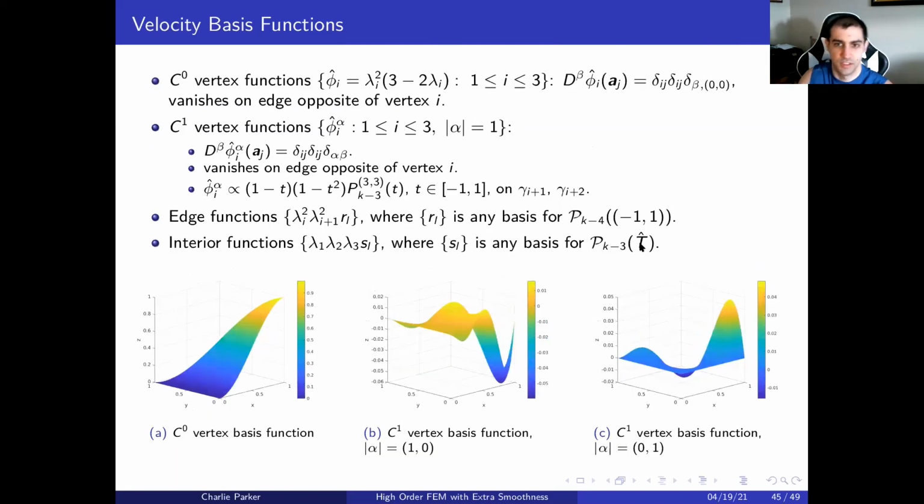For the velocity basis functions, it gets to be a little more complicated. You have the C0 vertex functions, which interpolate the function values but have vanishing gradients. You have the C1 vertex functions, which interpolate the gradients. Here we're assuming a proportion with some special Jacobi polynomial, which I'll comment more on in a second. This is the analog of the C2 basis functions in the H2 problems. And then the edge functions and interior functions can essentially be whatever you want. The edge functions just have to vanish, and their gradients have to vanish at the endpoints as well.